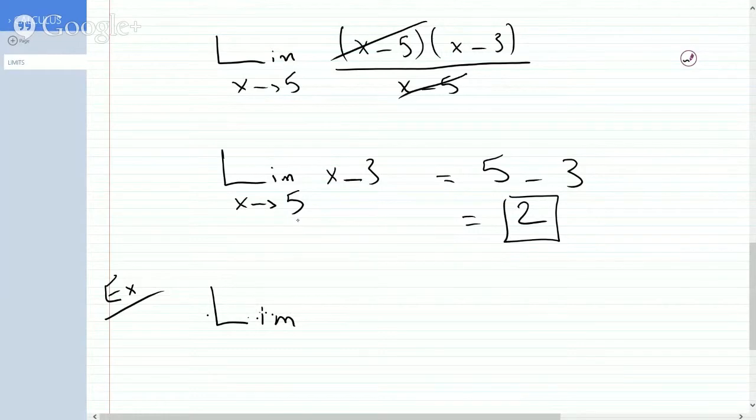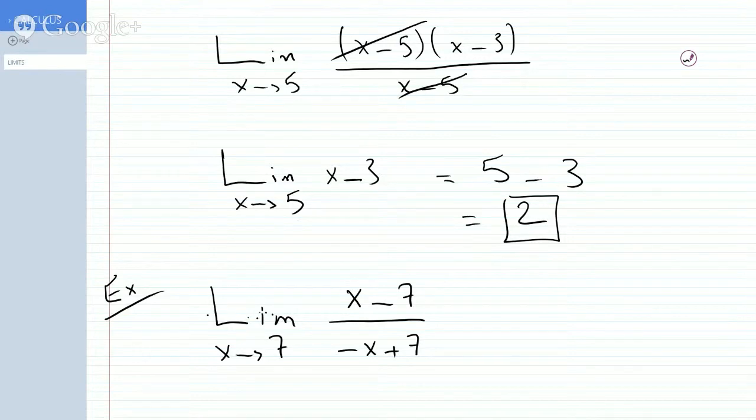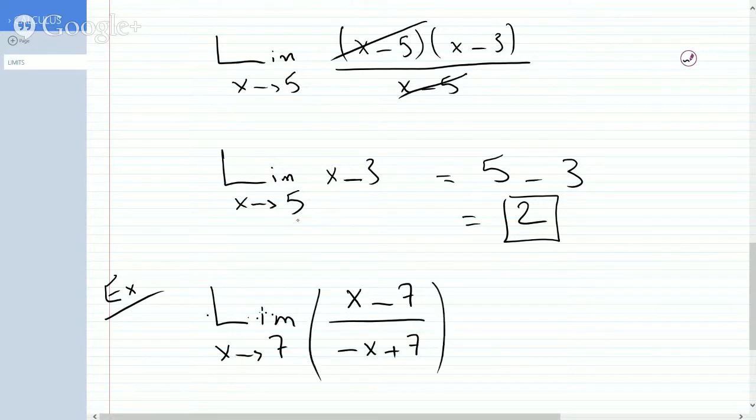Let's say the limit of x minus 7 over minus x plus 7 as x goes to 7. Step 1, plug it in. 7 minus 7 is 0. Negative 7 plus 7 is 0. So that doesn't work. Okay, so now look, if you think about it, this is a source of trouble.